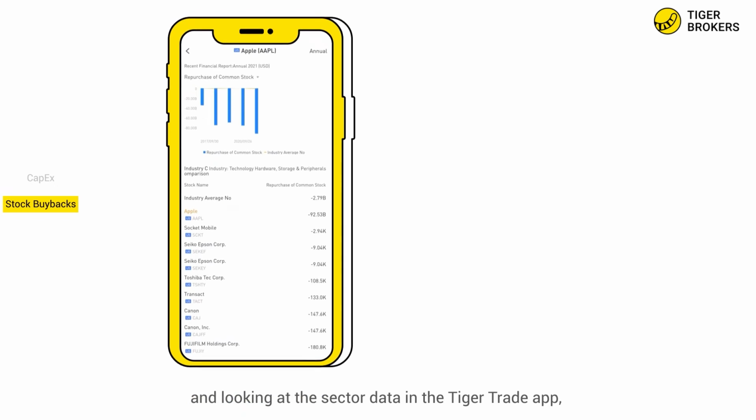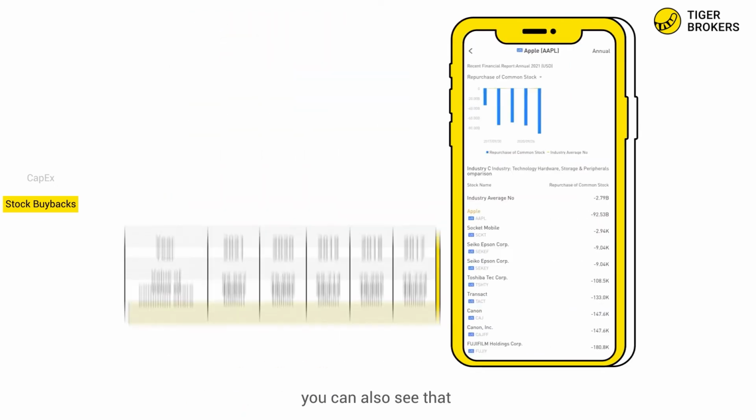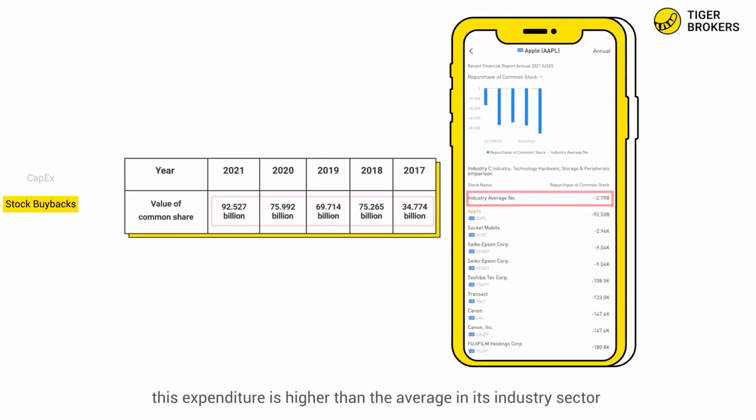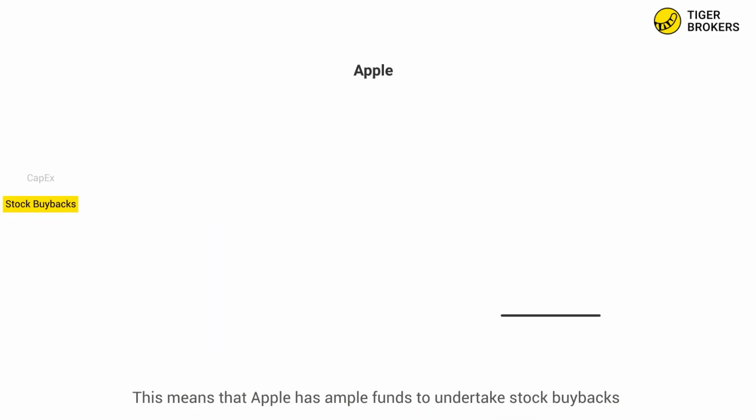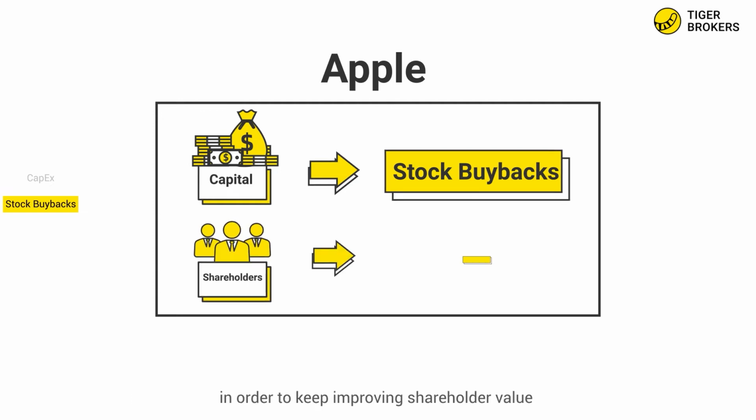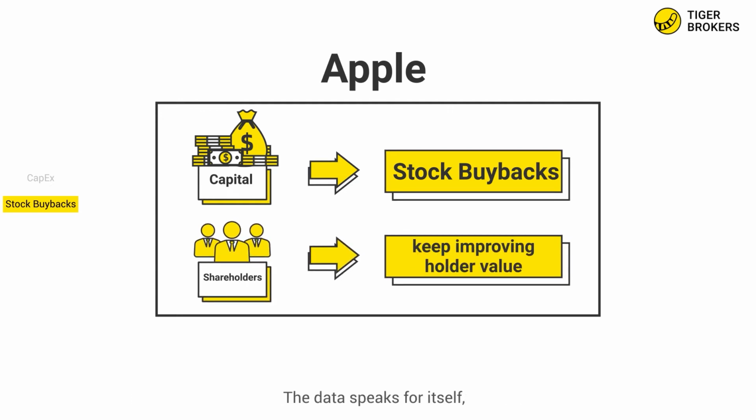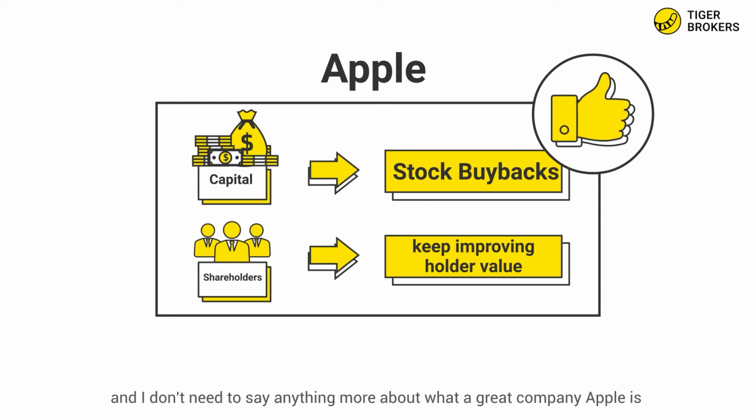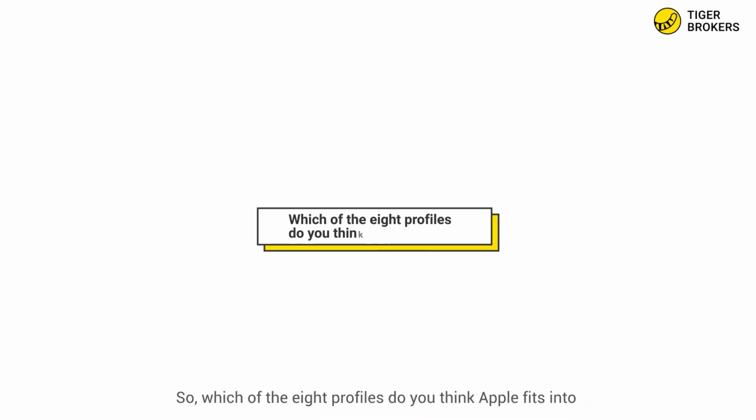And looking at the sector data in the Tiger Trade app, you can also see that this expenditure is higher than the average in its industry sector. This means that Apple has ample funds to undertake stock buybacks in order to keep improving shareholder value. The data speaks for itself, and I don't need to say anything more about what a great company Apple is. So, which of the 8 profiles do you think Apple fits into?